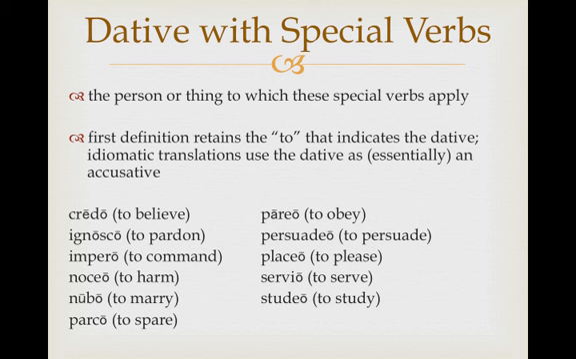Idiomatic translations use the dative as essentially an accusative. So, for example, if you look at the top of the second column, pareo means to obey, but its first definition is to give obedience to, right? Placeo, to please, but its first definition is really to be pleasing to. So we have that to in there that's so indicative of the dative, okay? These are some very common special verbs that will take the dative.